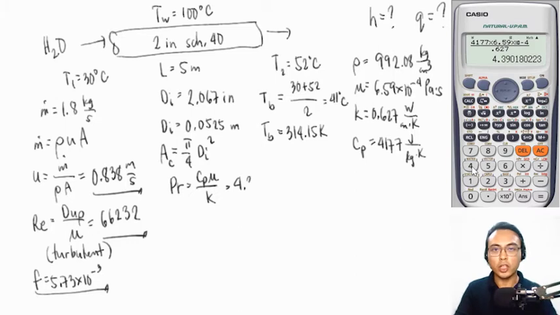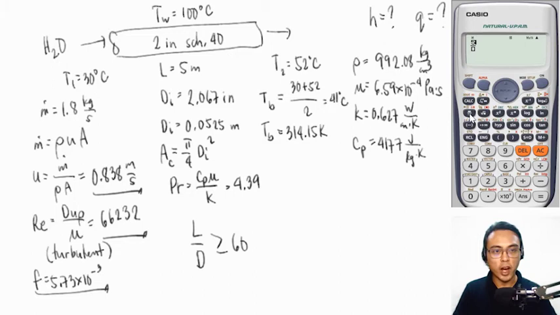So we now know that we can use the Dittus-Boelter and the Sieder-Tate equation because our Prandtl number is within their requirements. The final parameter that we have to compute is the L over D ratio, which should be greater than or equal to 60 for us to be able to use the Dittus-Boelter and the Sieder-Tate equations. Our L over D ratio is 5 over 0.0525. That is 95, which is greater than 60. Therefore, we can use those equations.